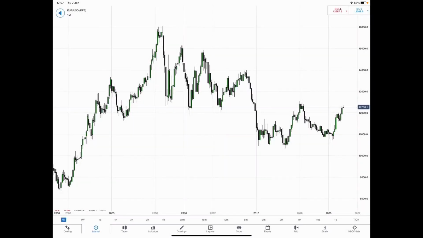Hi guys, it's LSP and we're currently looking at the Euro USD on the monthly chart. Just going to go over a few ideas. It's the beginning of the year, 7th of January, so we're basically a week in, and I want to do a big macro view of the Euro USD.